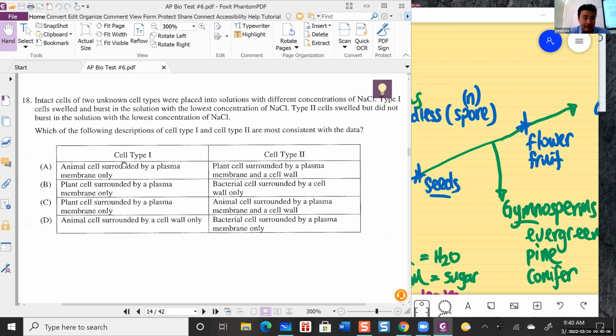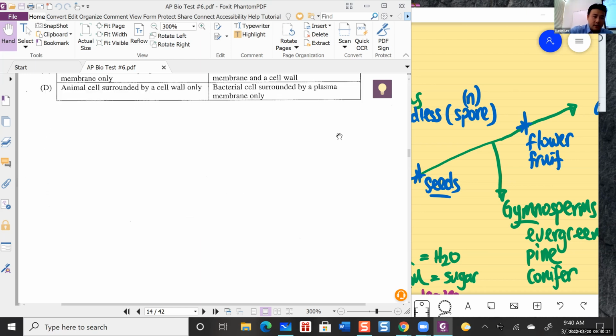So number 18 is A. Type 1 is an animal cell. That's why it swelled up and burst in low concentration. That means lots of water. And type 2 must be a plant. So there's a cell wall. So that's why they don't burst. So that's the answer. Okay.